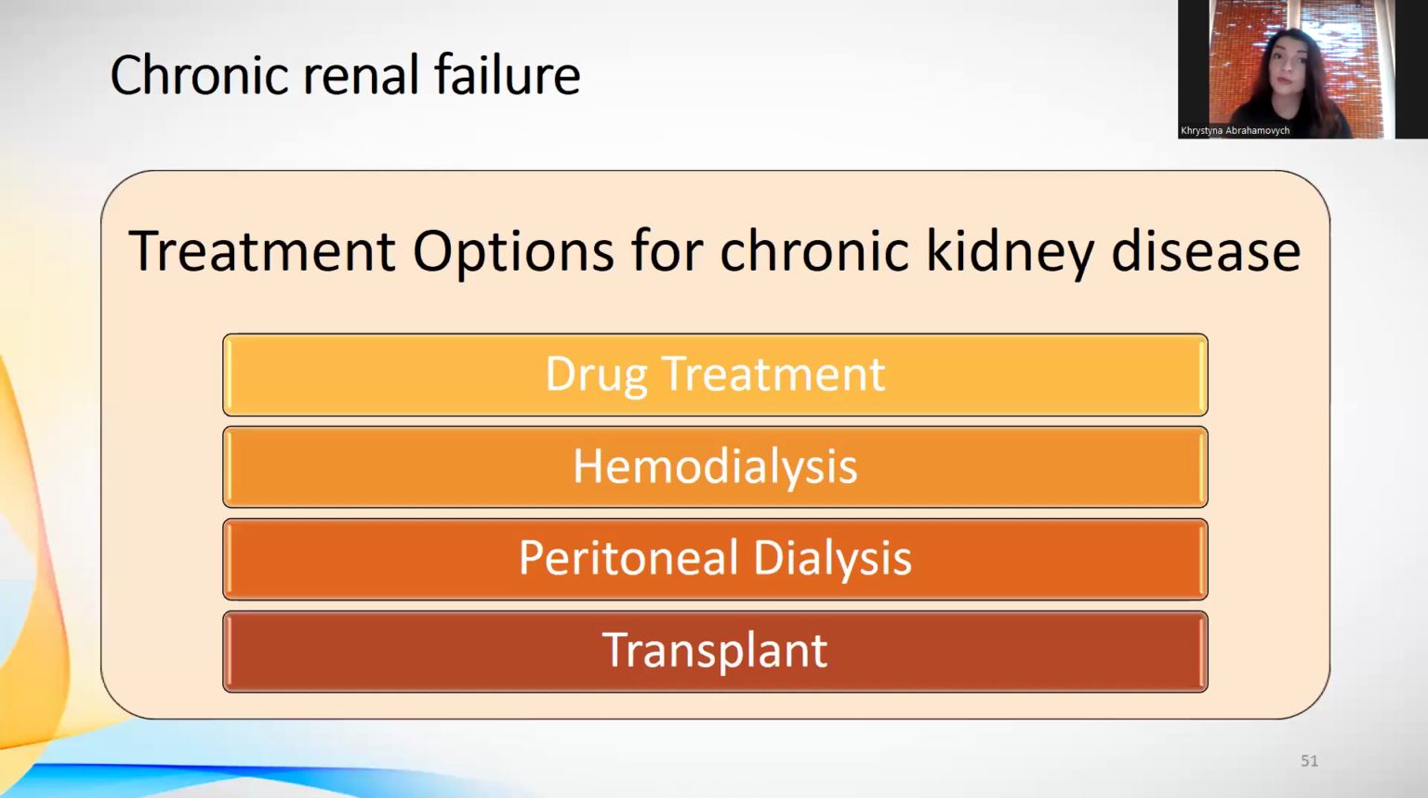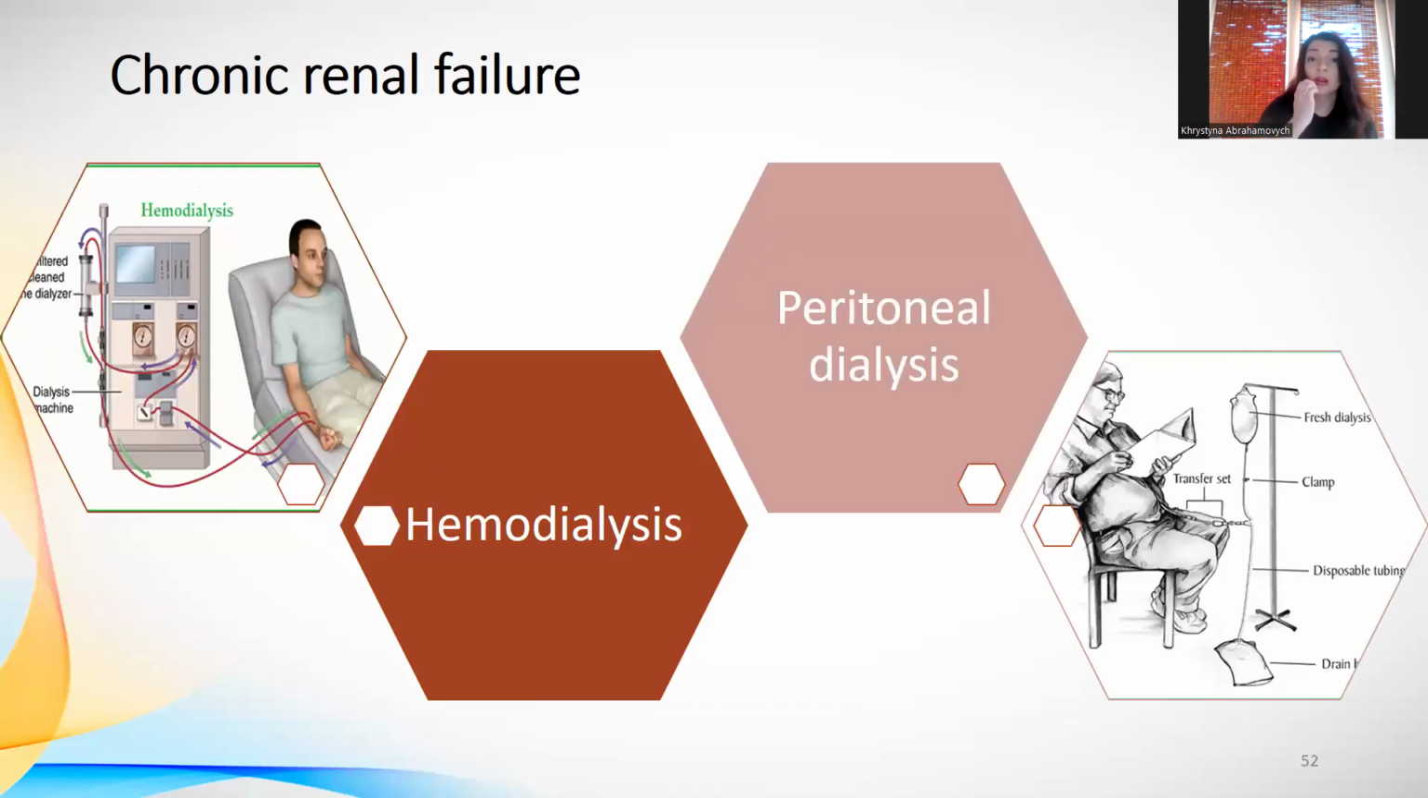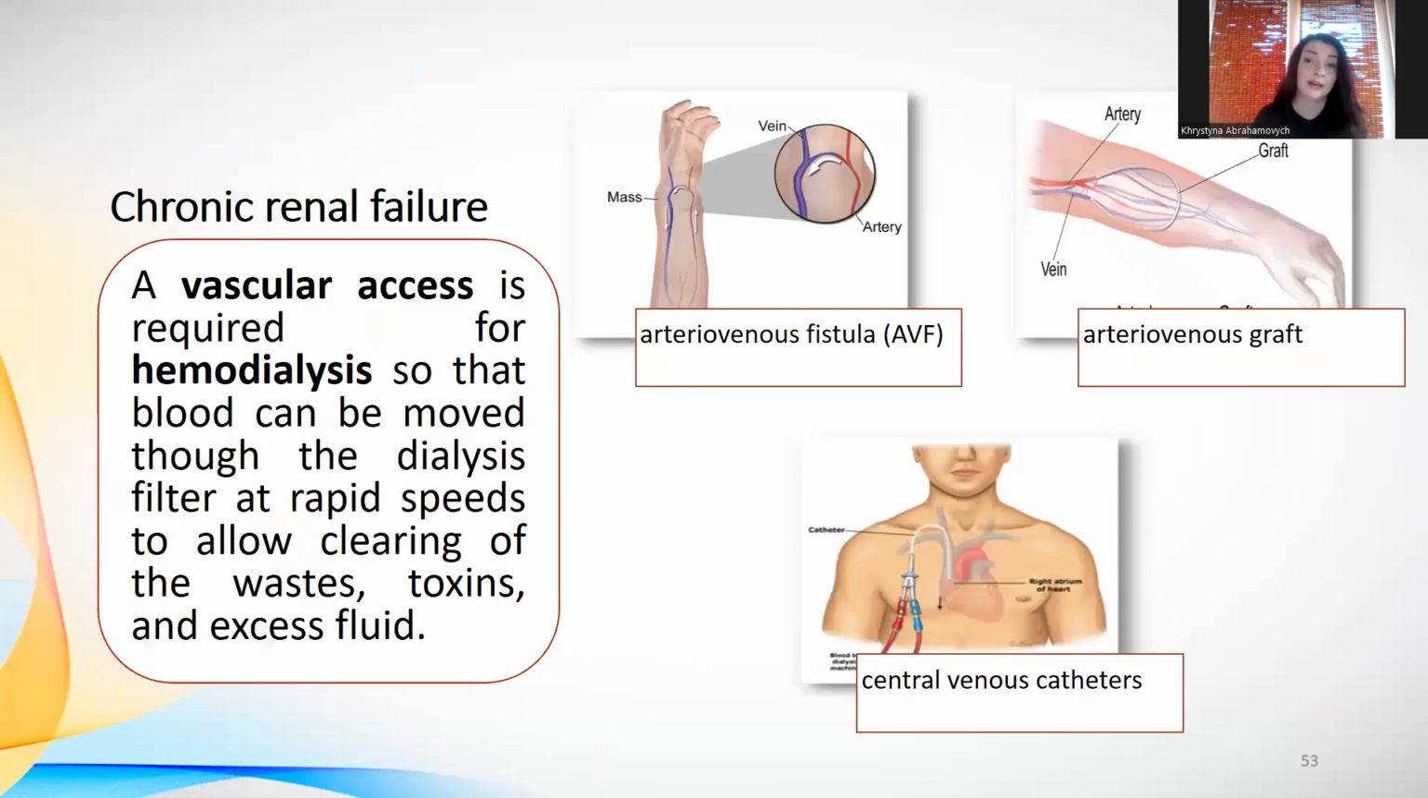Now, again, what are treatment options? Treatment options for chronic kidney disease, of course, drug treatment. But at end stage, nothing will help except hemodialysis or peritoneal dialysis or transplantation if possible. Here I show you hemodialysis, how it looks like, and peritoneal dialysis as a possible way of renal replacement therapy.